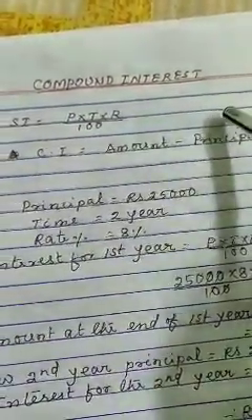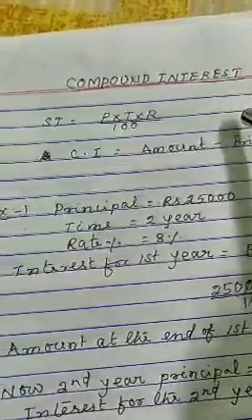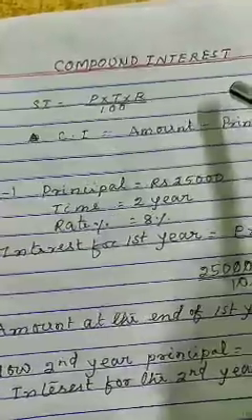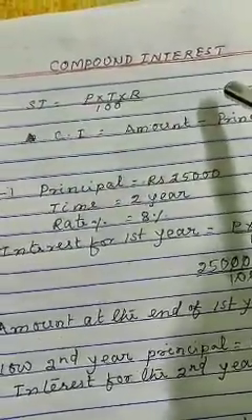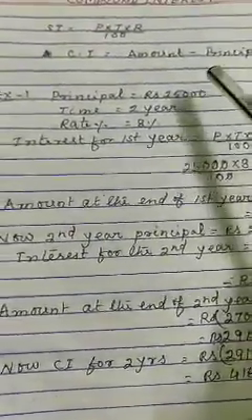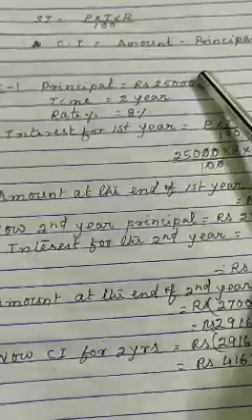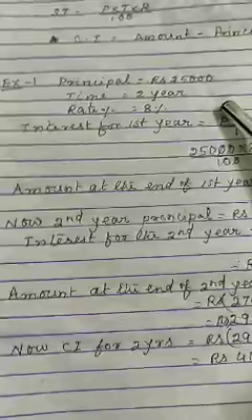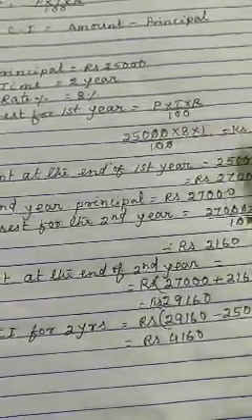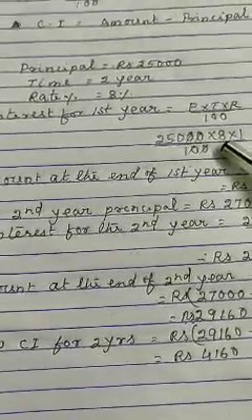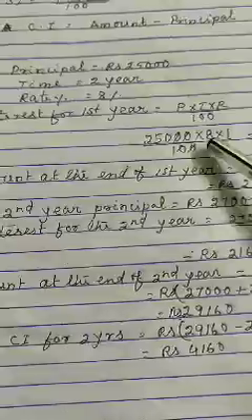Let us take one exercise. Exercise 2A, question number 1. Calculate the amount and the compound interest on 25,000 for 2 years at 8% per annum compounded annually. So here the principal is given, that is 25,000. Time is given as 2 years, rate is given as 8%. So the interest for the first year, we will calculate PTR by 100. Therefore 25,000 into 8 into 1 year by 100.